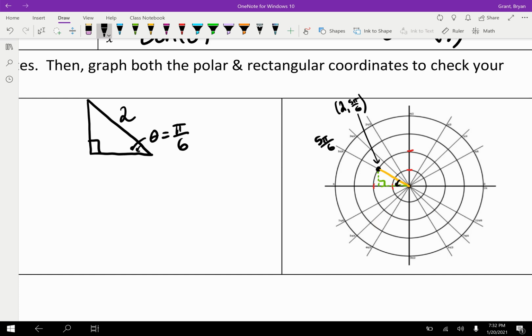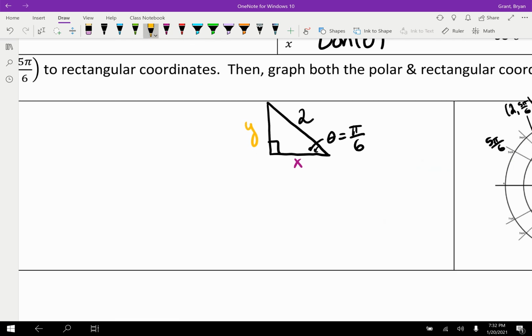Okay, well, what can we do from here? This is actually a special right triangle, which makes things a little bit easier, but I'm going to take you through this if you maybe didn't remember it as a special right triangle and figure out how we'd get to the other pieces. Okay, so we have x and we have y here. Of course, x standing for the x coordinate, y standing for the y. How do we do it?